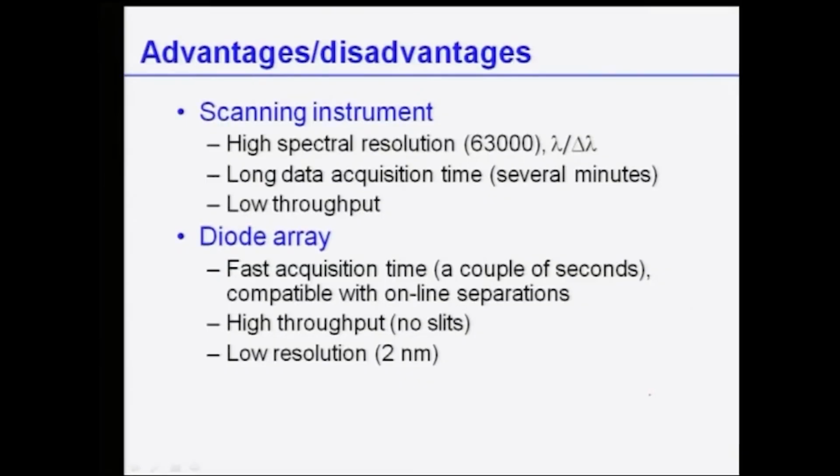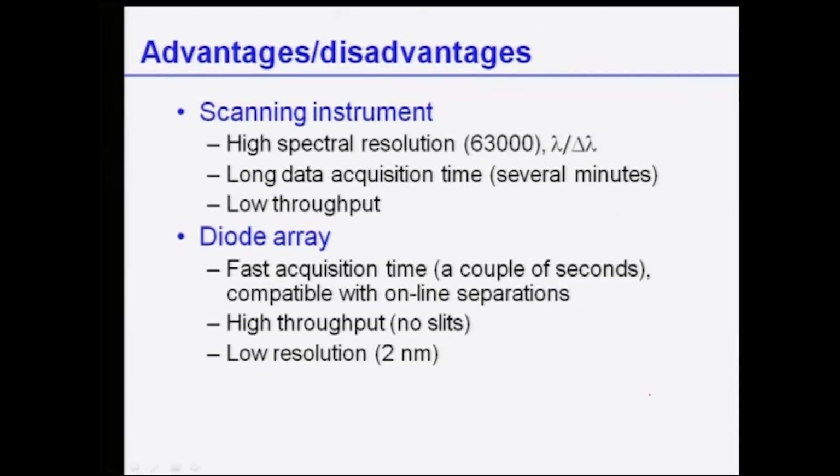So there are advantages and disadvantages for both scanning and diode array. Scanning has high spectral resolution, that is lambda by delta lambda is very high, but it has a long data acquisition time, which can be several minutes. That is sometimes a problem for some solutions, and it has a low throughput.